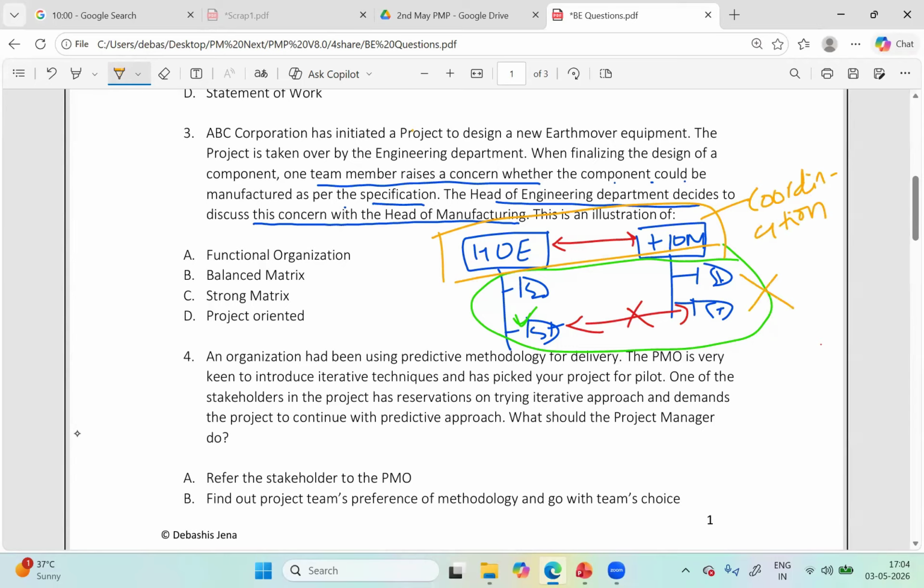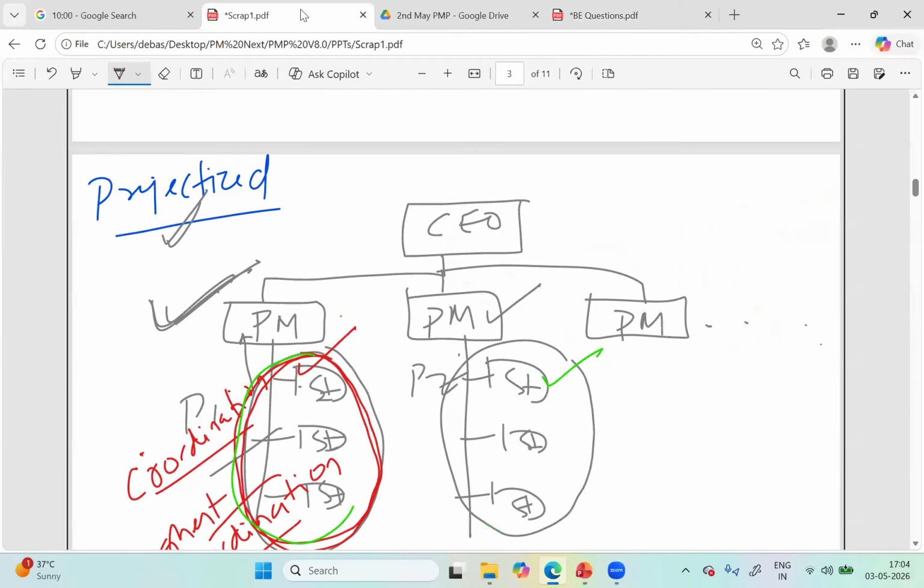It is not happening within the team. If you could relate this, then the answer is easy. So try to recall, in which organization does it happen? That is coordination at the functional manager's level.